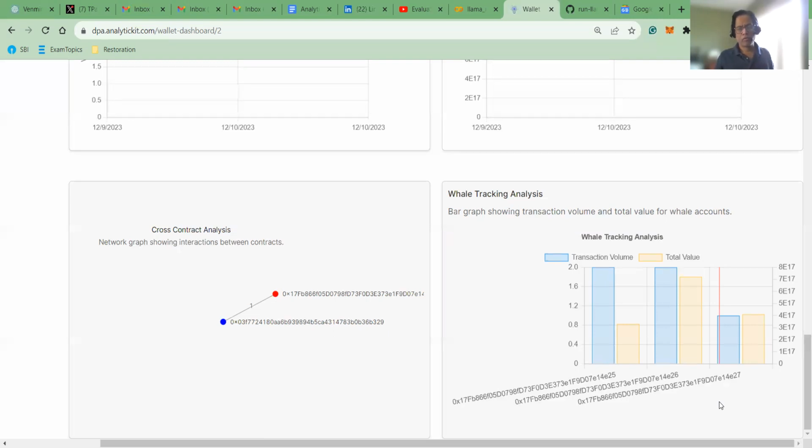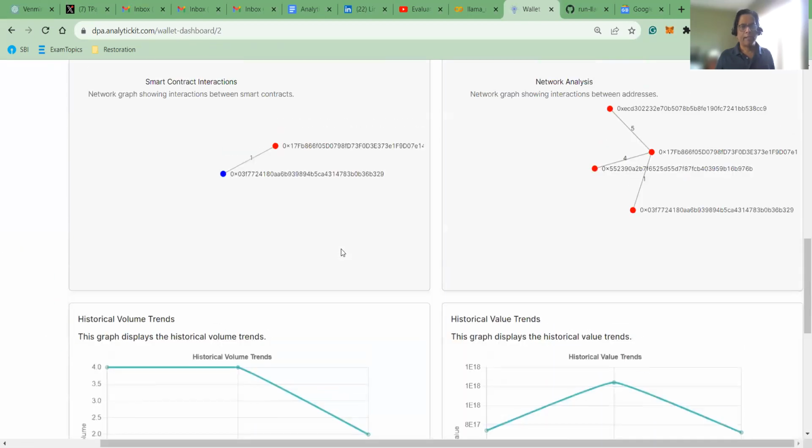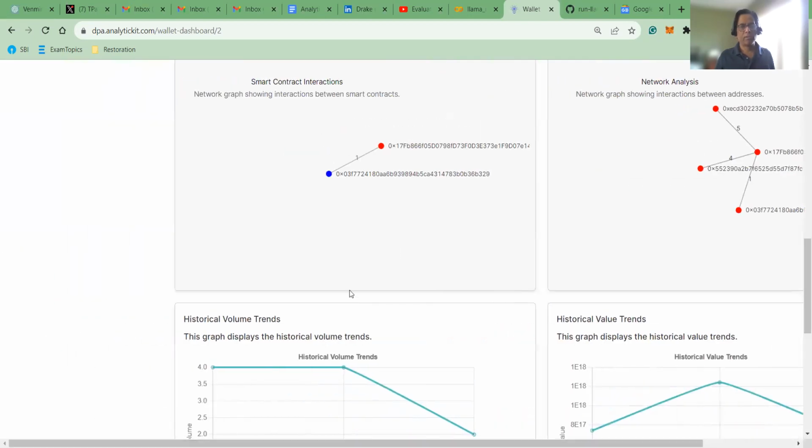So that's all I want to show for this tool, Wallet Analytic. If you have any questions or concerns, please let me know.